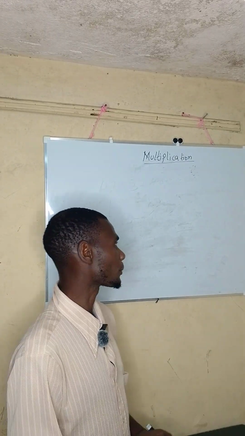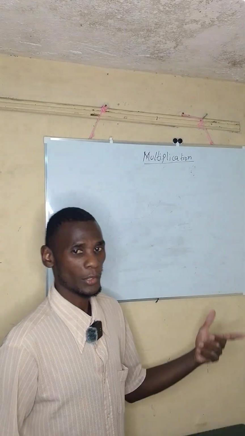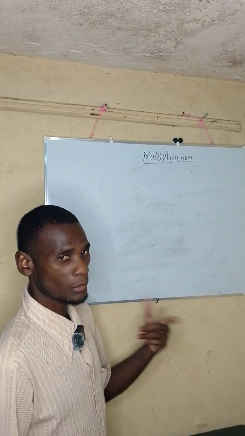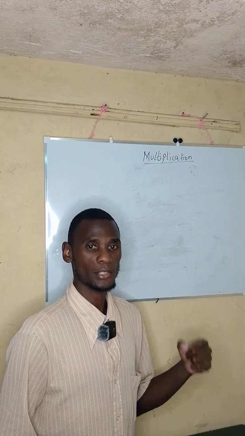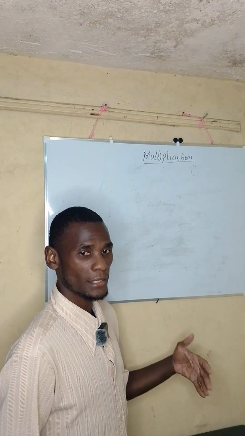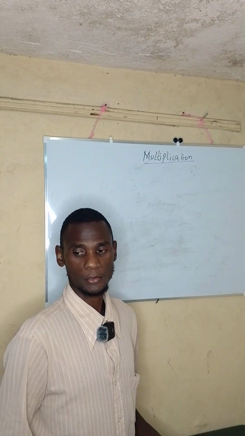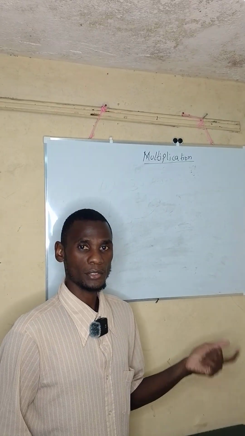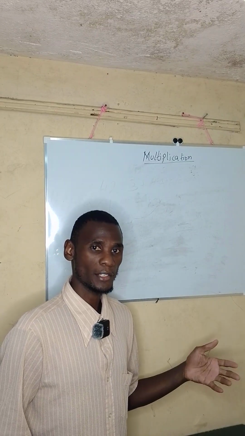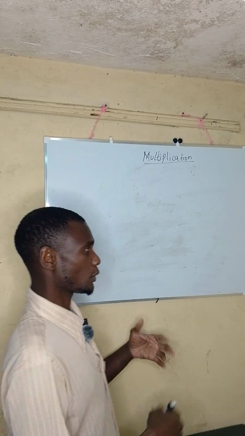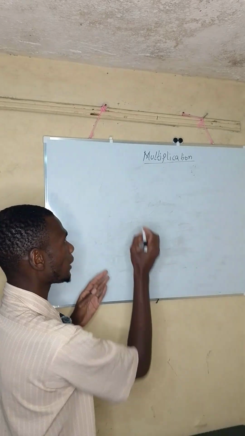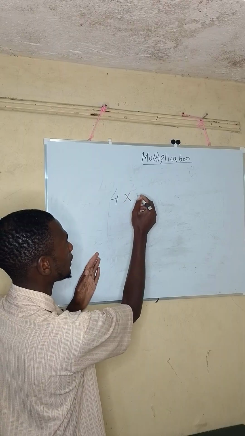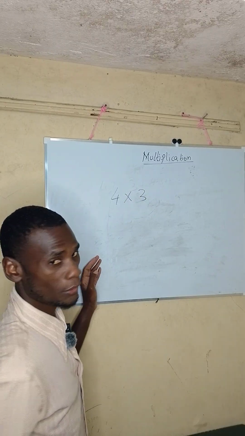So we can ignore the word multiplication and replace it with addition, but in the real sense we are doing multiplication. What do I mean by that? Multiplication can as well be done using addition. For example, if you have a number like 4 times 3.